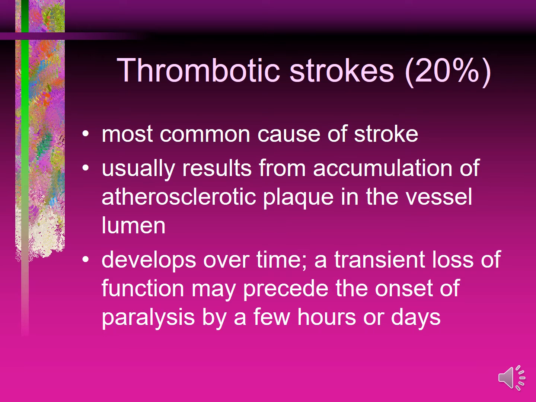So when a stroke is caused by a thrombus, patients will oftentimes, as that plaque is building up over time, have a little warning that something is going on in one of the blood vessels in their brain. They'll have a transient loss of function, and we call that a TIA, a transient ischemic attack. And you've all heard of a mini stroke. That's what we're talking about here.